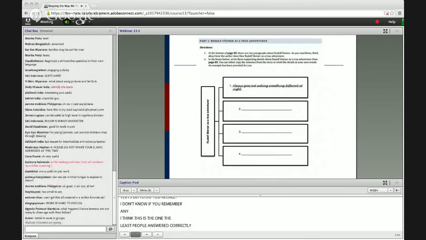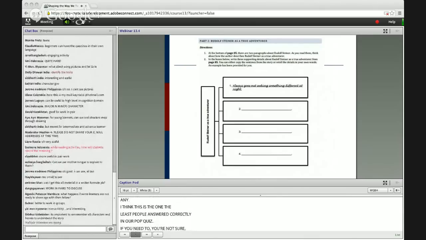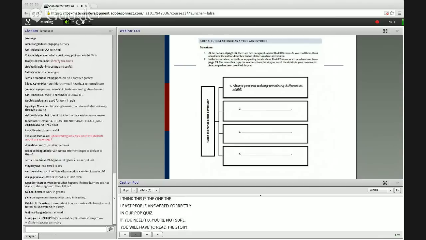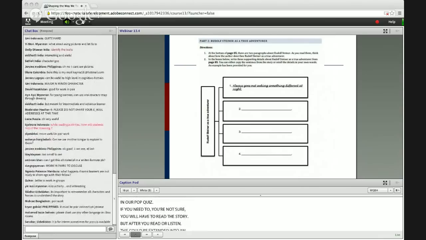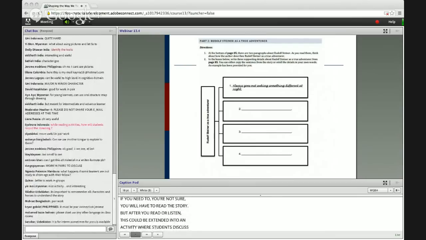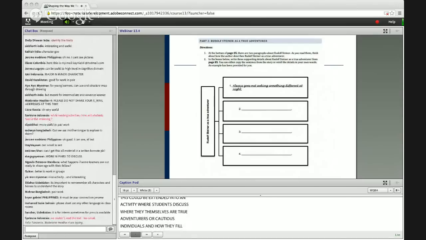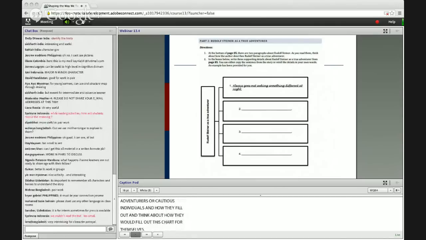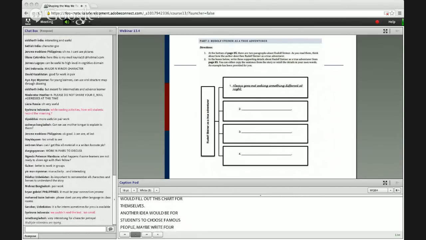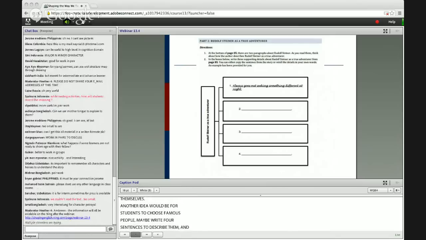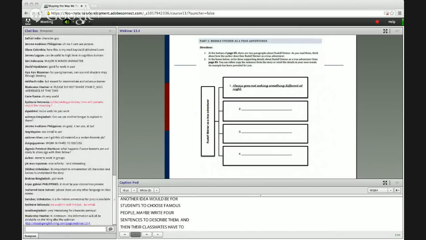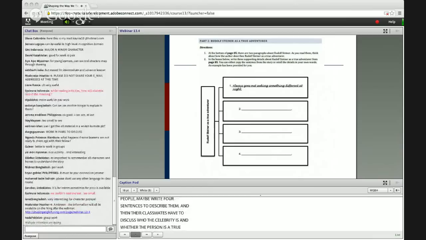But after you read or listen, this could be extended into an activity where students discuss whether they themselves are true adventurers or cautious individuals, and think about how they would fill out this chart for themselves. Another idea would be for students to choose famous people, maybe write four sentences to describe them, and then their classmates have to guess who the celebrity is and whether that person is a true adventurer or a cautious person. And this can help students make connections between the text and the world, which can help make their reading more memorable. And it also is some group work, a little bit more interactive.